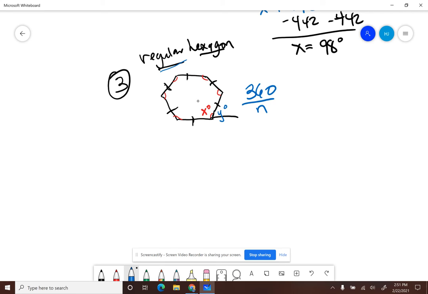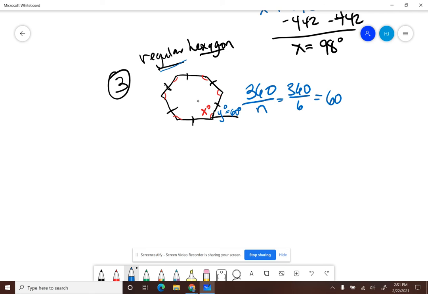Somehow or another, this has to add up. All these external angles have to add up to 360. So all I have to do is divide it by how many sides I have. Well, I know that I have 6 sides. So 360 divided by 6 is going to be 60. So that means that y has to equal 60 degrees.